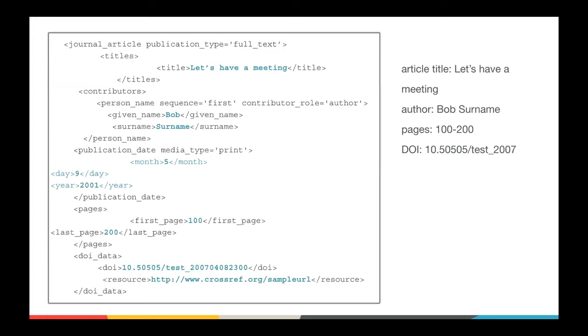The metadata collected for different content types will differ. So there'll be a different set of information collected for a journal article in comparison to maybe something like a book chapter or a preprint, but you'll be able to supply a title, contributor, and a publication date for all of them.